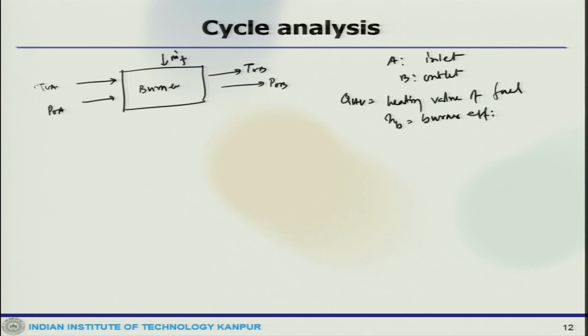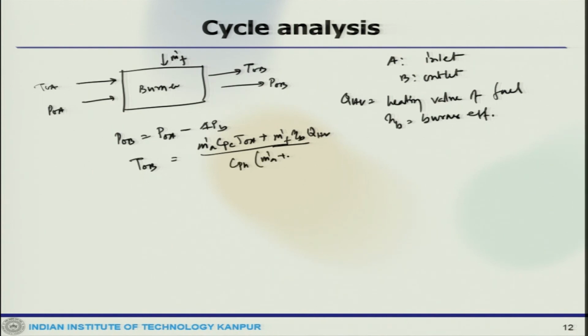eta B is the burner efficiency. So, what we can write is P naught B equals P naught A minus delta P B, and T naught B would be m dot A C P C T naught A plus m dot A eta B Q H B, divided by C P H times m dot A plus m dot F. So, m dot A is the air flow rate, and C P C is the cold air specific heat, and C P H is the hot air specific heat.